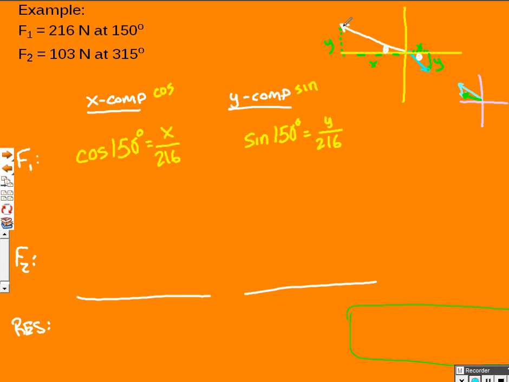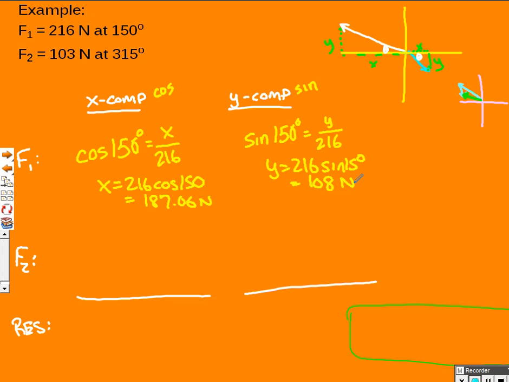Okay? X is up high, you multiply. In this one, y is up high, you multiply. So x equals 216 times cosine of 150. So that gives you an x component of 187.06 newtons. When y is up high, multiply 216 by sine of 150, and you get y equals exactly 108 newtons. So there's your x and y component for each of these.